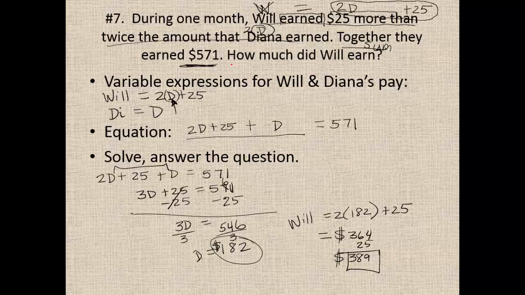Always go back to the original problem and make sure you answered the question. It says, how much did Will earn? And so that is the answer, $389. Make sure you got a dollar sign. That's your unit for money. All right, pretty fancy stuff.